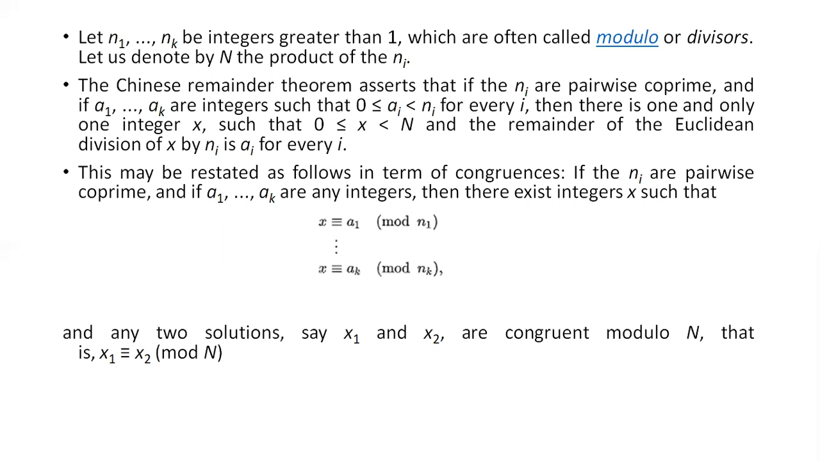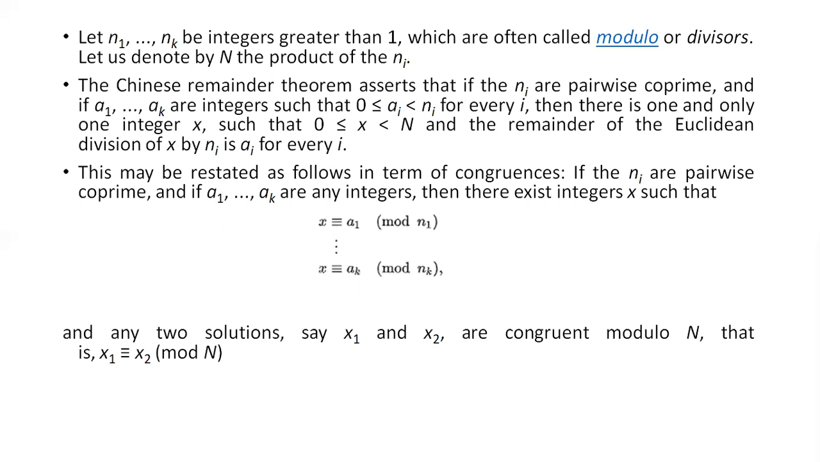And if a1, a2, ak are integers such that each of these integers is in the range 0 less than or equal to a1 less than n1, 0 less than or equal to a2 less than n2, 0 less than or equal to a3 less than n3, for every i, then there is one and only one integer x such that 0 less than or equal to x less than n, and the remainder of the Euclidean division of x by ni is ai for every i. Even though the definition looks cryptic, it's easy to understand when we study the algorithm with a suitable example.